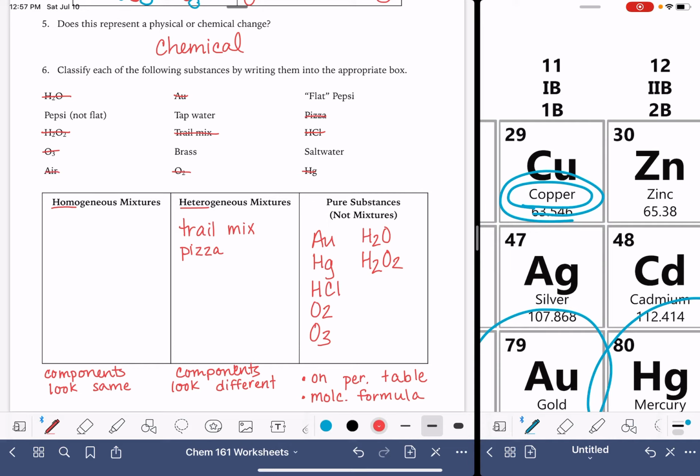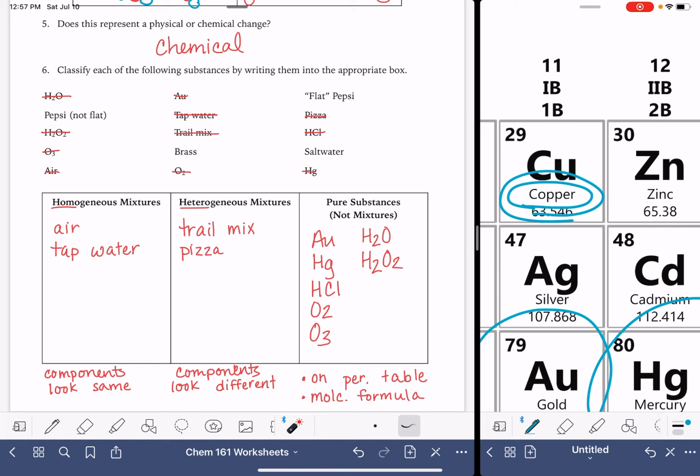Air is usually a homogeneous mixture. When you look at air, you don't see the oxygen versus the nitrogen versus the pollution. Normally, sometimes when things are really bad, air could be a heterogeneous mixture, but normally it's homogeneous. Also, same thing with tap water. Tap water has the water molecule in it, but it also has a lot of minerals depending on where you live, like magnesium or iron, things like that. And normally, when you look at tap water, you can't see all of the components in your tap water.